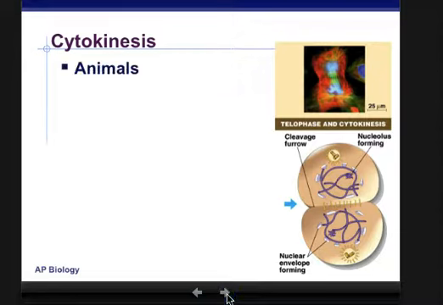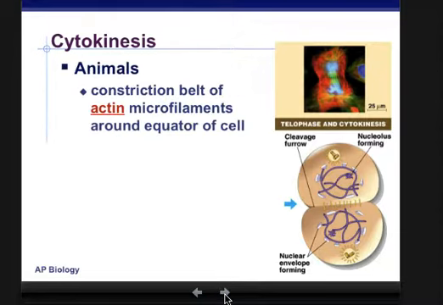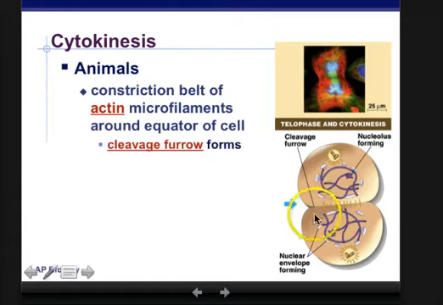Okay, cytokinesis in animals. This is the cleavage furrow we're going to talk about, the constriction belt of actin microfilaments around the equator of the cell. So how are we dividing the cytoplasm and ending up with two distinct cells with the membrane around them? We're going to have the actin microfilaments forming a belt in there. And remember, the actin is about movement, and is a part of how muscles work. We'll talk about actin and myosin and muscles. So actin is creating a little constriction in here, and we start to get a cleavage furrow.